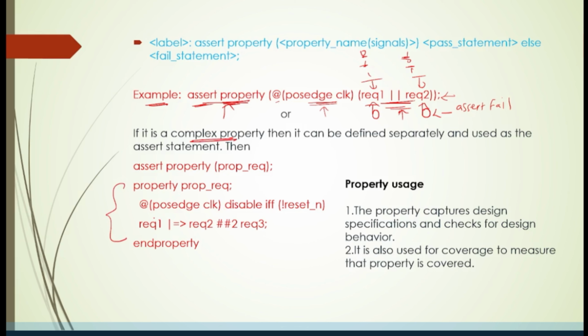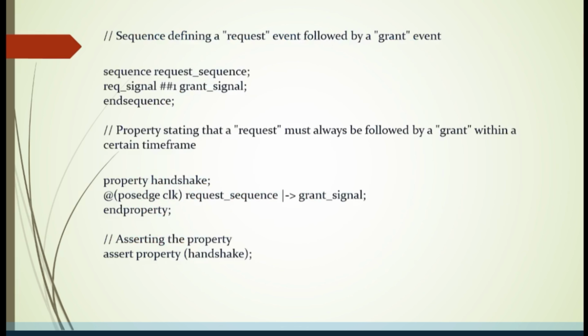Okay, before seeing what this complex property is, let me give you a small introduction on what this property is in concurrent assertions. Basically, in concurrent assertions, one is sequence and the other is property. You have to remember these two things in concurrent assertions. So what is the sequence and what is the property?